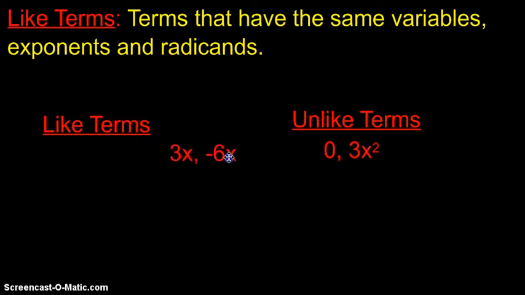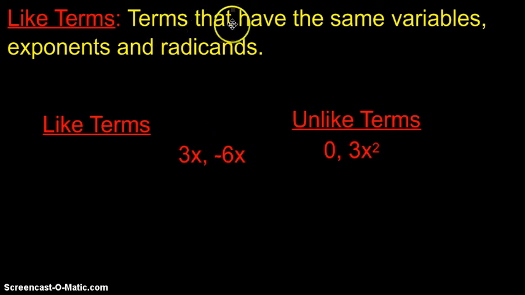This is 3x and negative 6x. Now, some people who don't understand what like terms are would assume that these are unlike terms because their numbers are different. But the numbers, the coefficients, the constants, those do not have to be the same in order for them to be like terms.